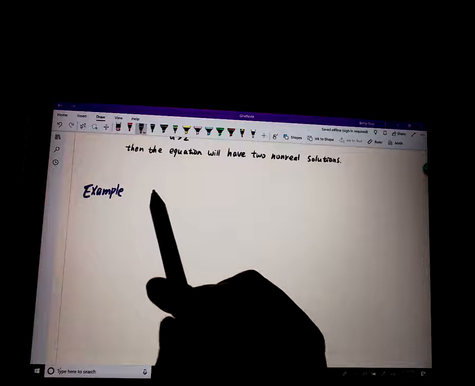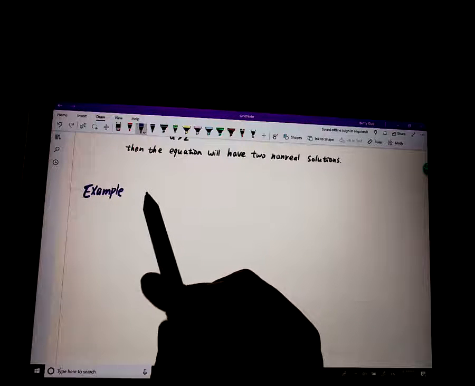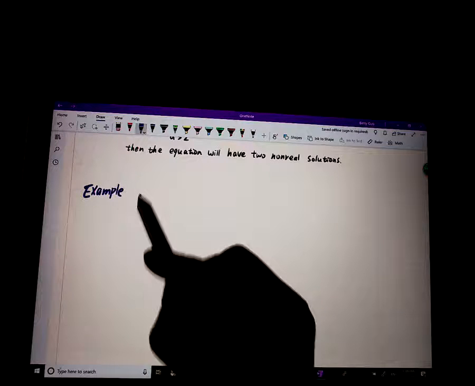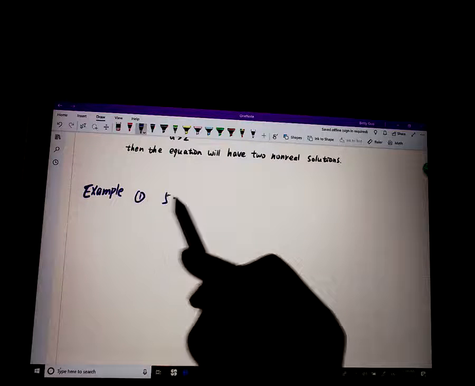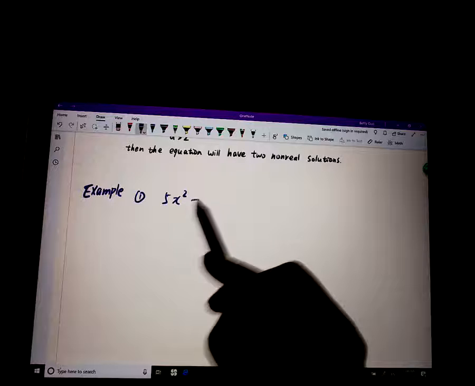Use the quadratic formula to solve a quadratic equation. Number 1, 5x squared equals 3x.